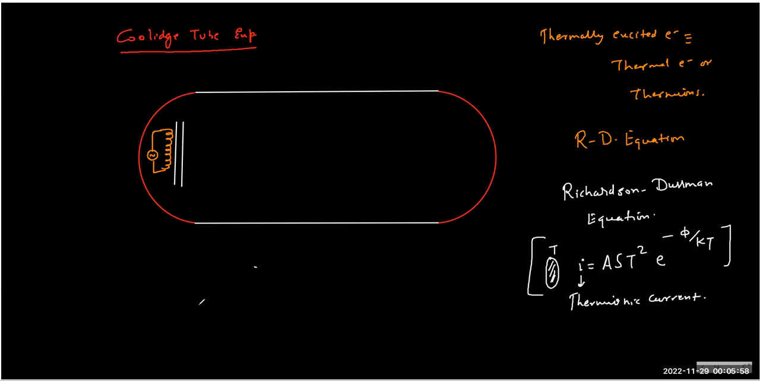The A is called RD constant. S is the surface area. Yeah, I know it's confusing. Sometimes you think A is like an area, but S is the surface area. A is the RD constant. T is the absolute temperature.